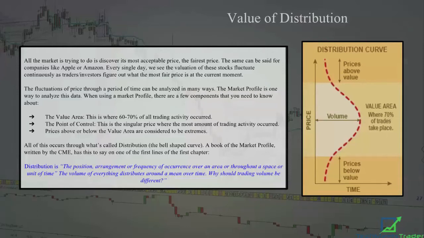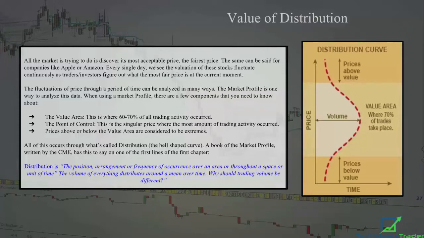A book of the market profile written by the CME has this to say on one of the first lines of the first chapter, and it goes like this. Distribution is the position, arrangement, or frequency of occurrence over an area or throughout a space or unit of time. The value of everything distributes around a mean over time. Why should trading volume be any different?